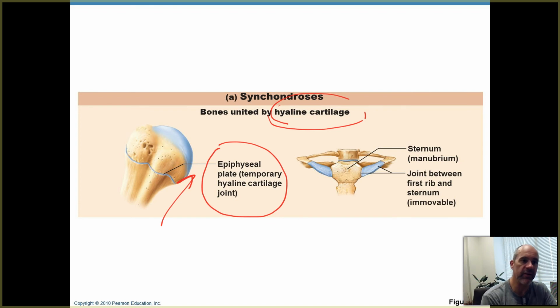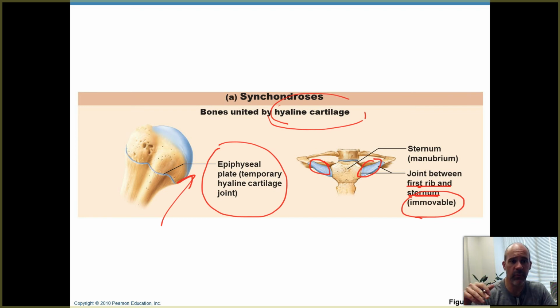Another location where you have a synchondrosis is between the first rib and the sternum. And this is actually an immovable type joint. So you've got a little strip of hyaline cartilage there on each side between your left and your right rib number 1 and the manubrium, that upper part of the sternum there.